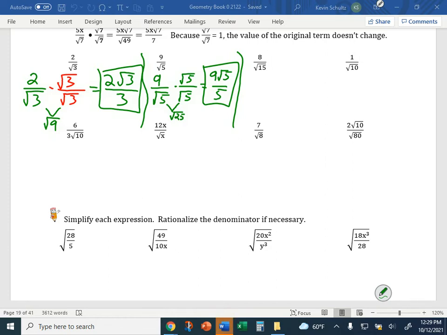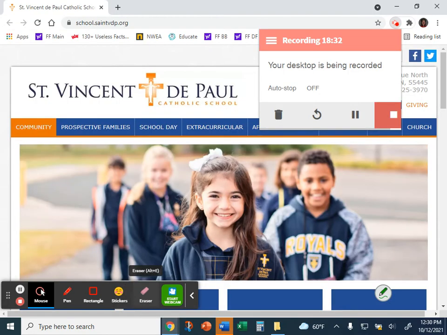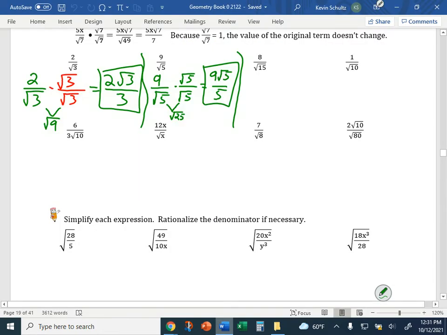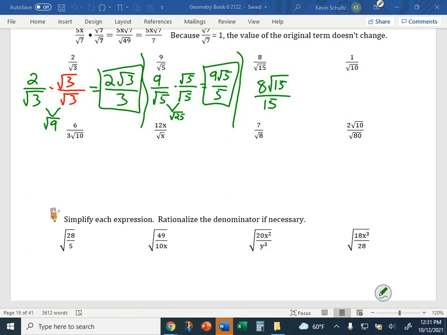Do the next two on your own or with your table mate just to kind of get this process down. We'll touch base in another minute. All right. And we are back. Things look really good walking around the room. Most of you, in fact, everyone that I looked at got 8 root 15 over 15 for that one. Got either 1 root 10 or just root 10 over 10 for that one.